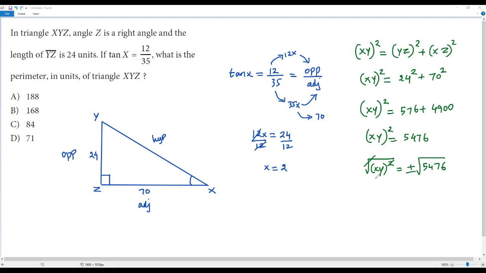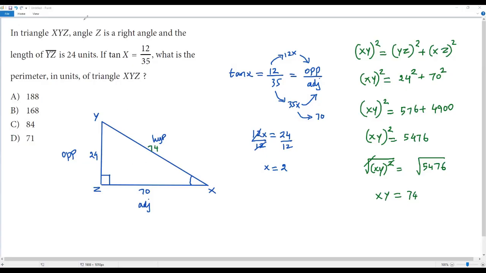But here on the left side, we have XY, which represents the length of one of the sides of the triangle. So the length of one of the sides of the triangle cannot be negative. So we don't have to consider a positive or negative sign for this one. We can just consider only the positive sign for this square root. Then we get XY equals, and the square root of 5476 is 74. Here I got the length of XY, that is the length of the hypotenuse, so that is 74.